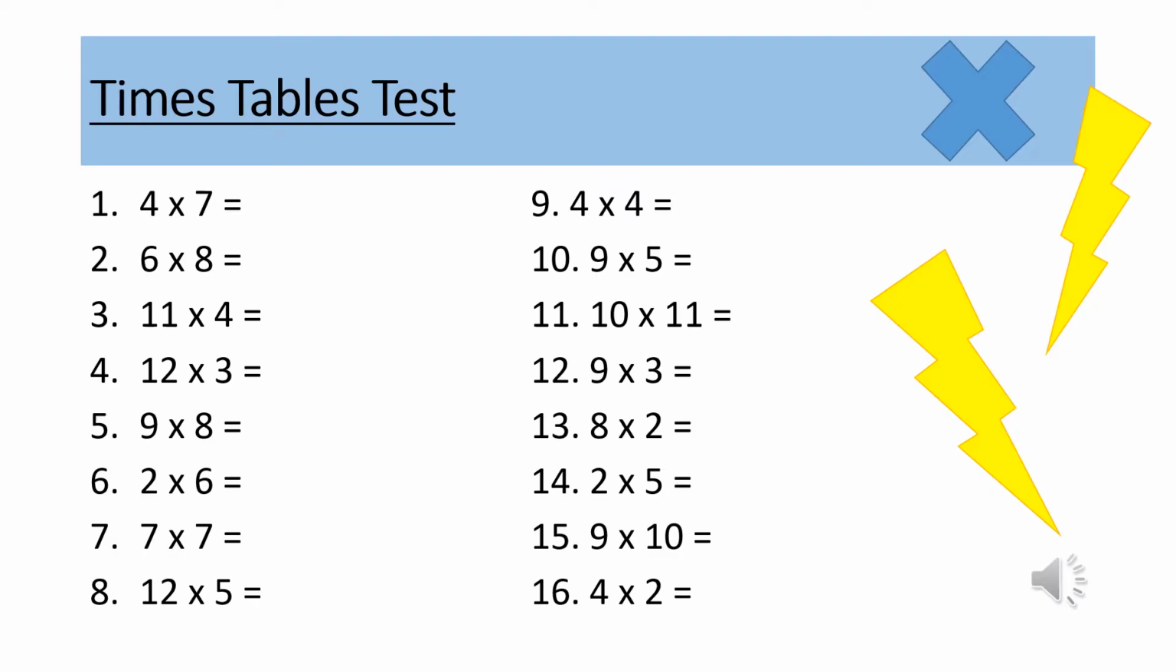Welcome to your teachers. This is the English and Maths program for Key Stage 3, Higher 1. This is Autumn 1, Week 4. Let's start off with a times tables test.